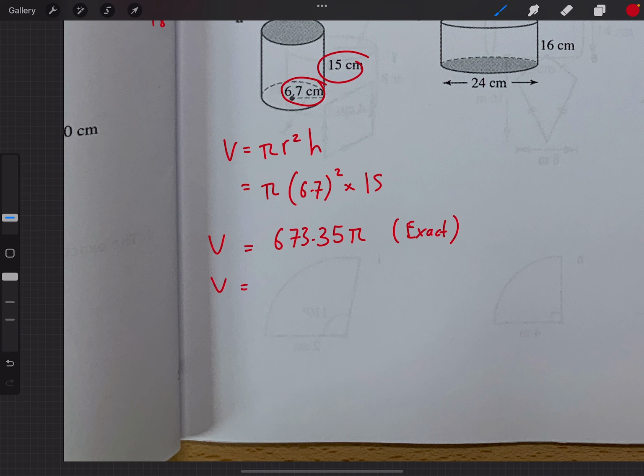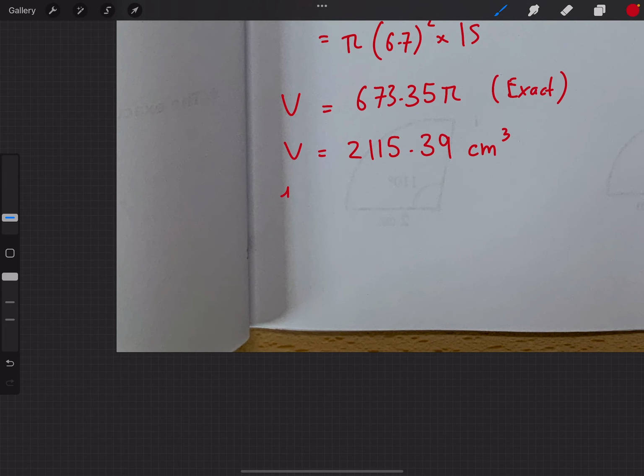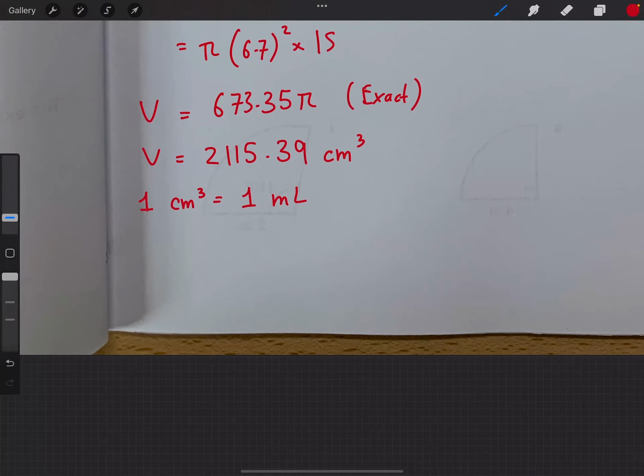Now we're going to find the volume. So we're going to multiply this by pi, and you will get 2115.39. Now this is in centimeters. All the units are in centimeters, so this will be centimeters cube. Now to convert it to liters, we know that 1 centimeter cube is equal to 1 milliliter.